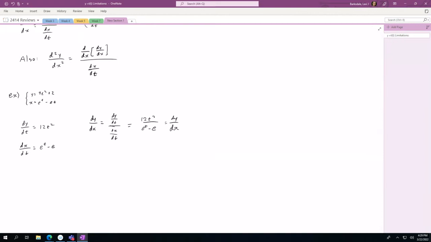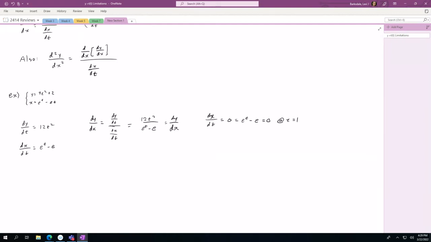All right. Now there is a point at which dy/dx does not exist, and that is where dx/dt is equal to 0. That would occur when e^t - e is equal to 0, which occurs at t = 1. So our derivative does not exist when t is equal to 1.